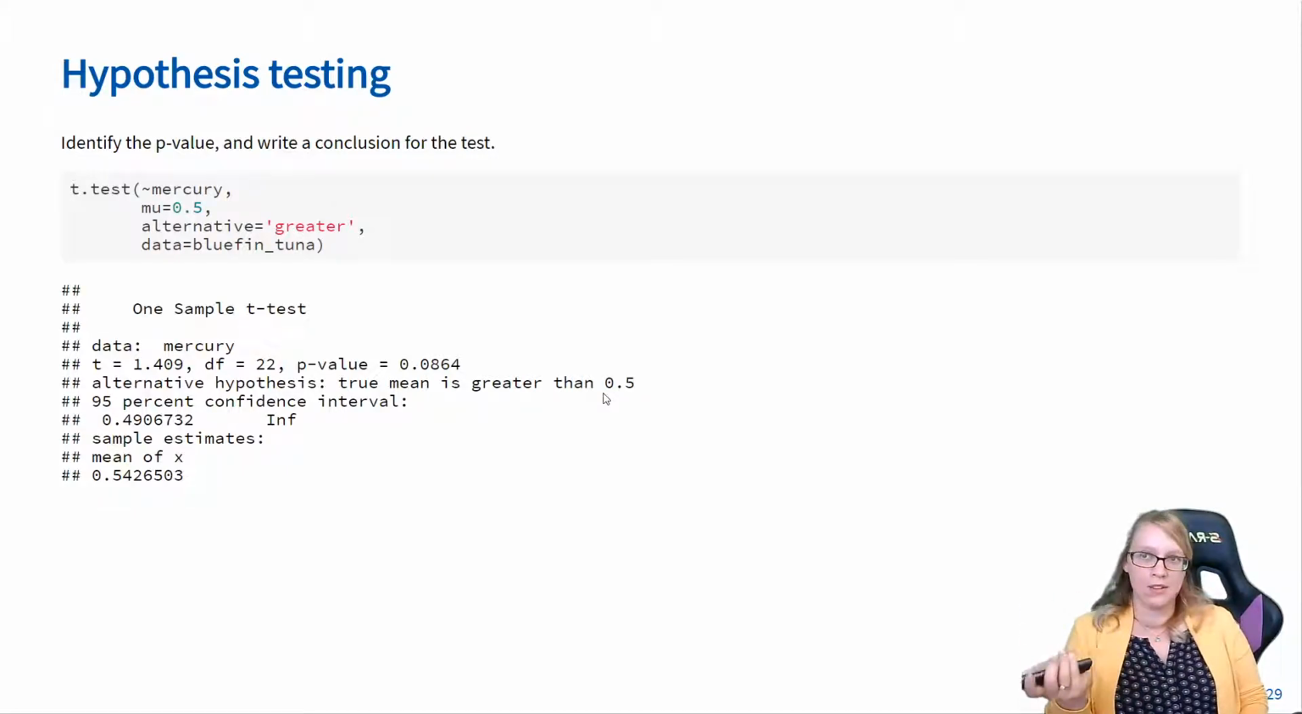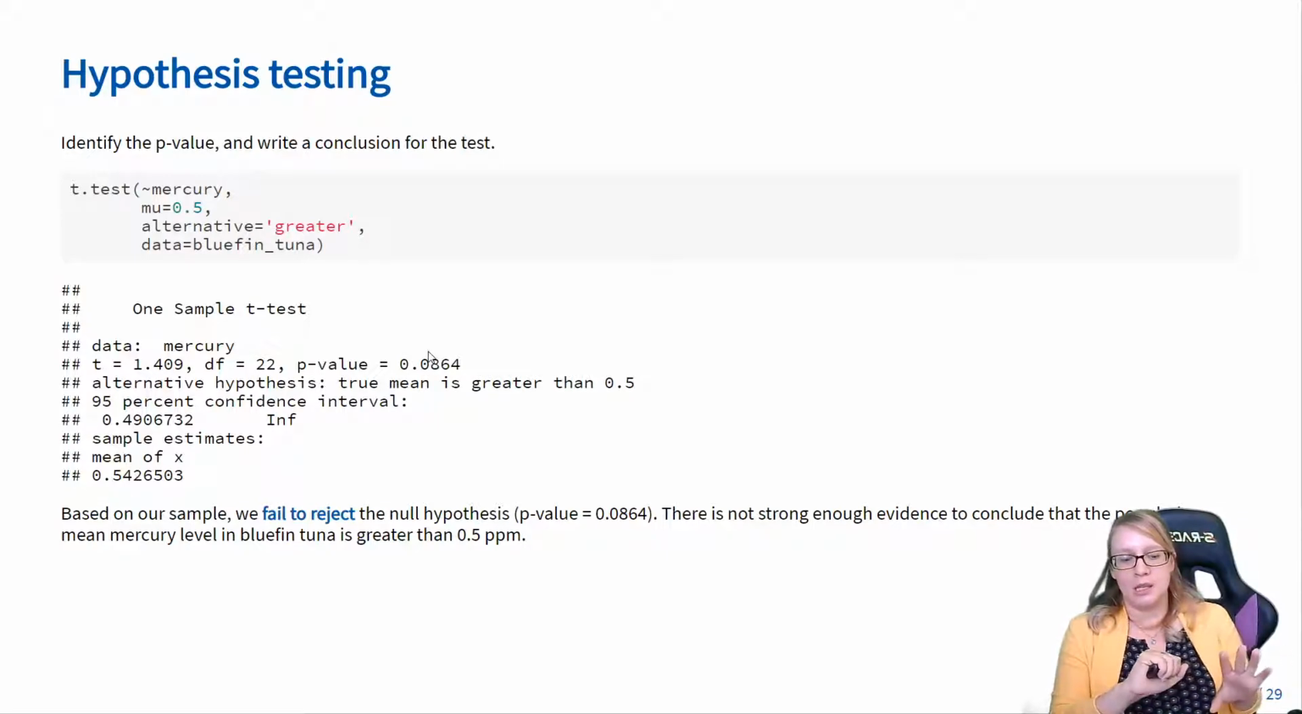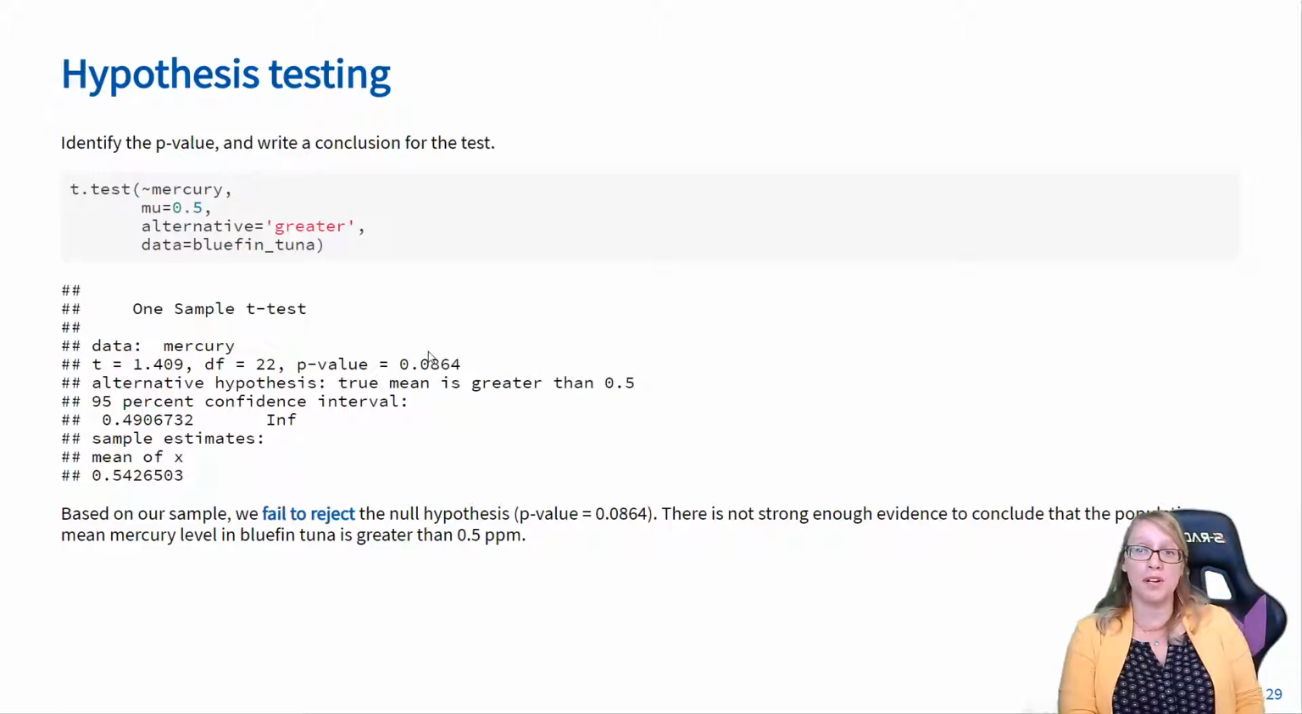So again, don't worry about the code for now. We'll look in the output for our p-value. It's right about here, 0.08. So there's about an 8 to 9% chance of getting a sample like this. Certainly a small probability, but is this the kind of probability that we would be shocked by? Probably not. So based on our sample, I would probably fail to reject at this point. There is maybe a little evidence, but certainly not strong enough to conclude that the population mean mercury level in bluefin tuna is greater than 0.5.